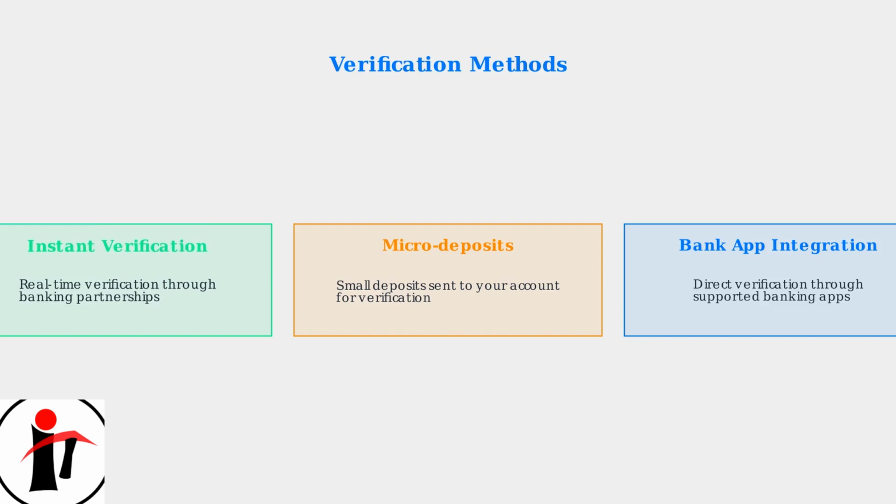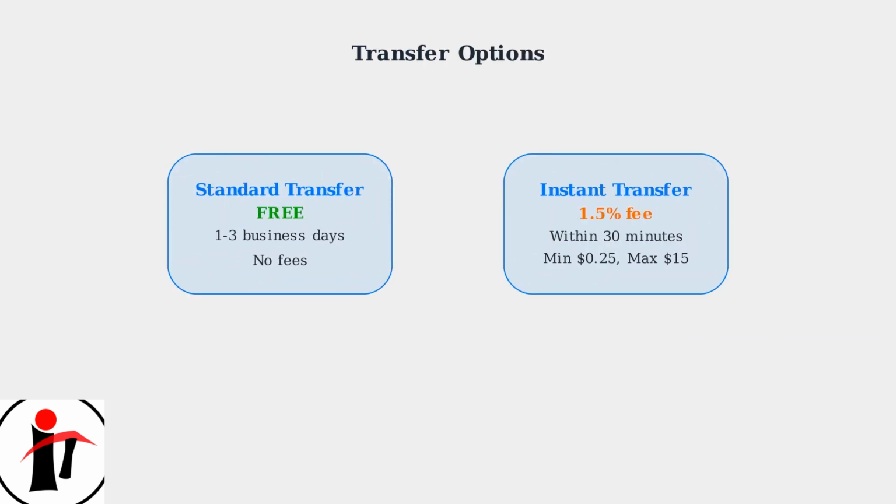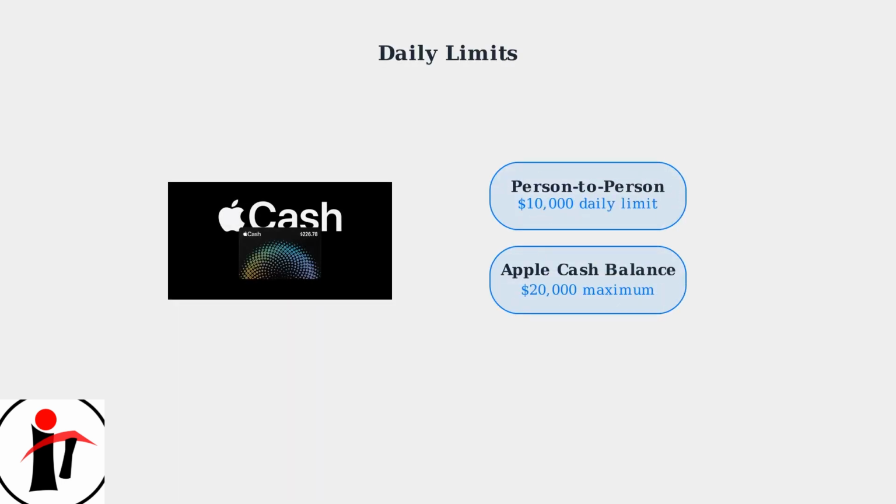Instant verification is the fastest method, typically completing within minutes, while micro deposits can take 1 to 3 business days to appear in your account. Once your bank account is linked, you have two transfer options for moving money to and from your Apple Cash account. Apple Cash has daily transfer limits to ensure security.